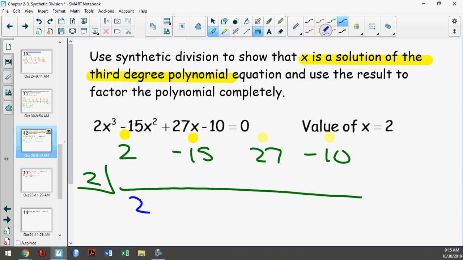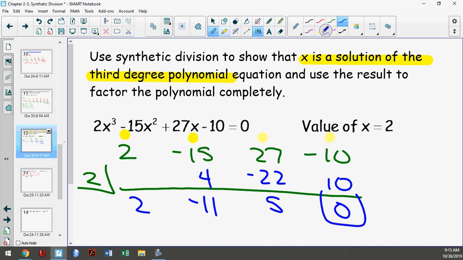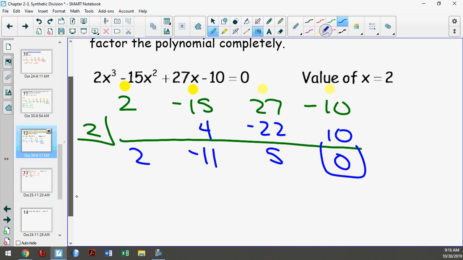Drop down the 2. 2 times 2 is 4. 4 and negative 15 is negative 11. Negative 11 times 2 is negative 22. 27 and negative 22 is going to be 5. 5 times 2 is 10, and that gives me a 0. What did I conclude? The remainder is 0, so that means this is a factor.